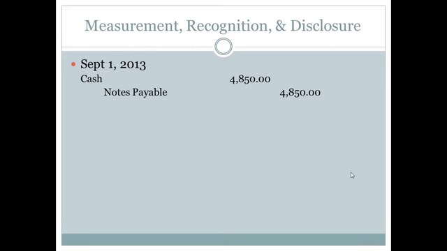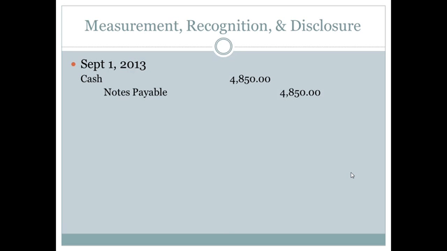September 1st, the transaction is fairly straightforward. We debit cash and credit notes payable for $4,850. Even though that's not the face value of the note, we can use a net approach to recording the transaction. We collected $4,850 in cash, and we created a note payable, or an obligation to pay that back at some point in the future, and that gets recorded at $4,850.